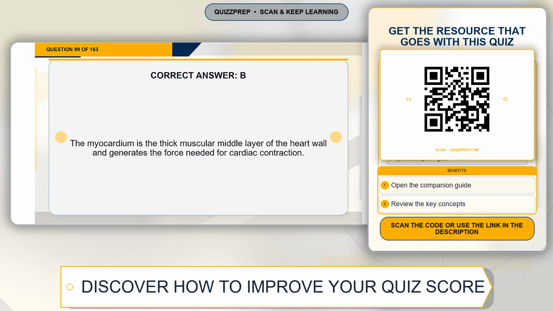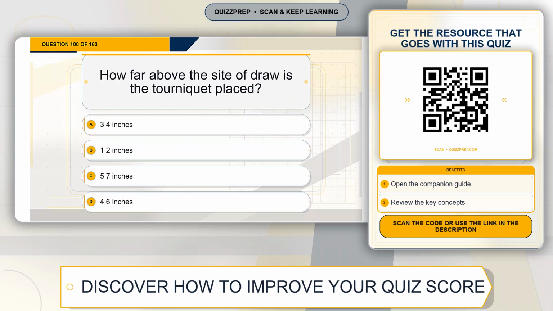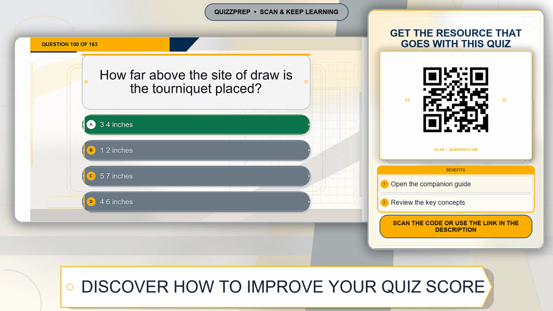Explanation. The myocardium is the thick muscular middle layer of the heart wall and generates the force needed for cardiac contraction. Question 100. How far above the site of draw is the tourniquet placed? Option A, 3-4 inches. Option B, 1-2 inches. Option C, 5-7 inches. Option D, 4-6 inches. The correct answer is option A, 3-4 inches.